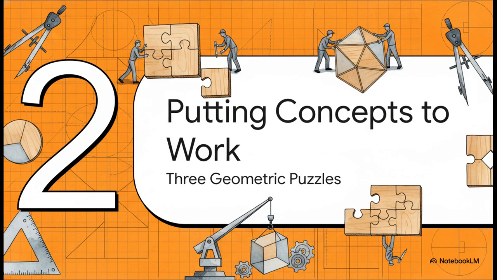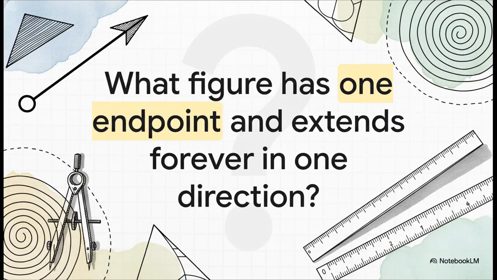All right, so we've got the lingo down. Now it's time to put on our thinking caps and head into the construction zone to see how these pieces actually fit together. I've got 3 puzzles for you, starting easy and then getting a little more interesting. Let's see what you've got. Okay, let's start with a nice simple warm-up. If you've got a geometric figure that has exactly one starting point but then goes on forever in a single direction, what do we call that?